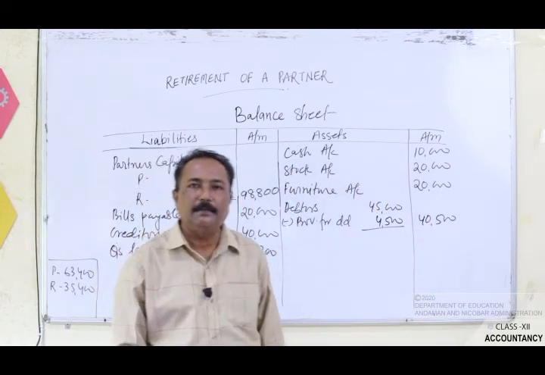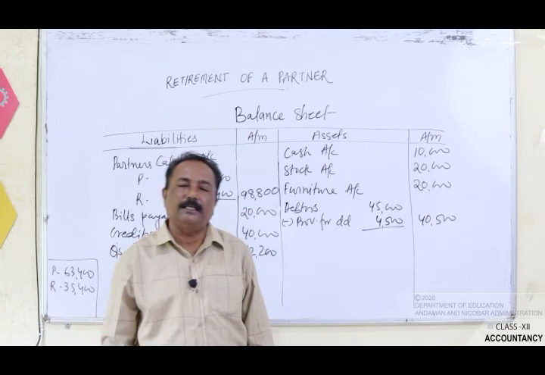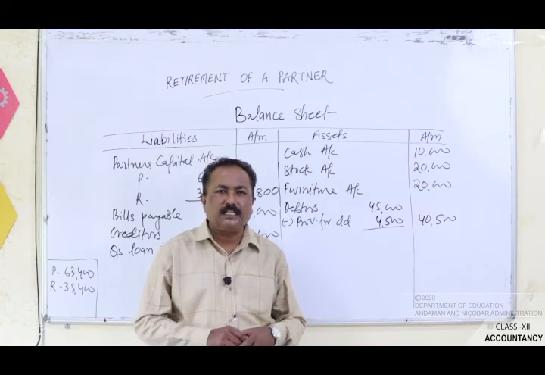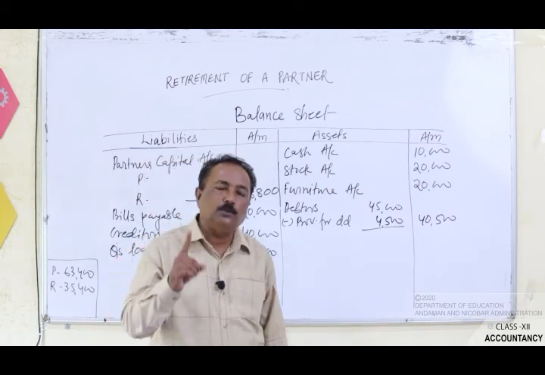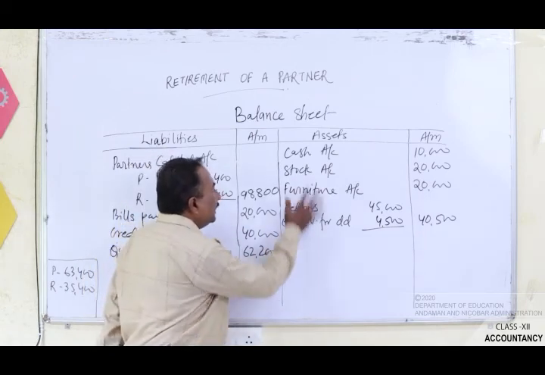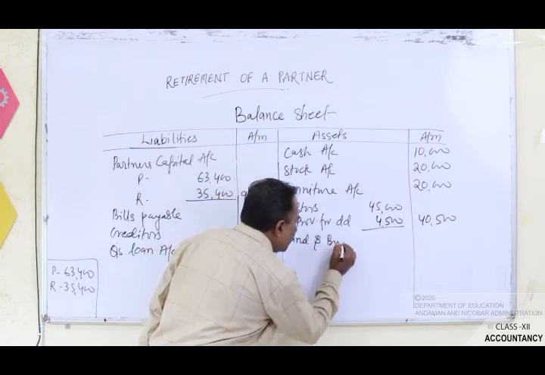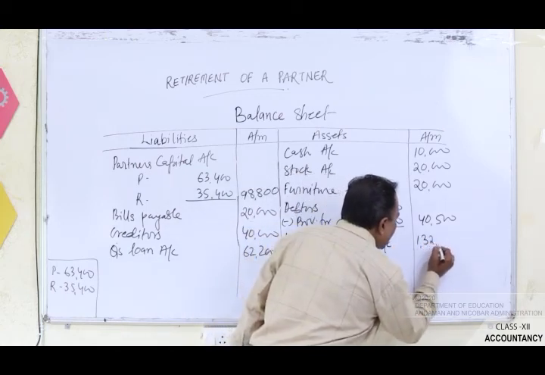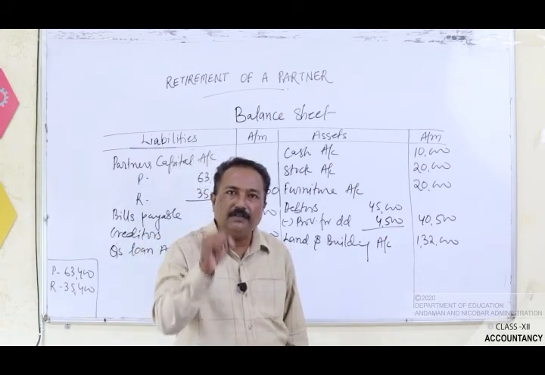Let's pass on to the next item, and it is the land and building. The value of the land and building given in the old balance sheet is rupees 1,20,000, and in the additional information it was clearly said that the land and building to be increased to rupees 1,32,000. 1,32,000 is the new value of land and building. Now this value has to be recorded in the balance sheet. So write down here as land and building account, and the amount will be rupees 1,32,000.